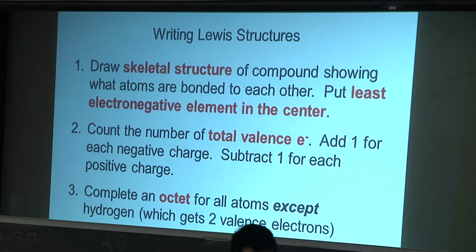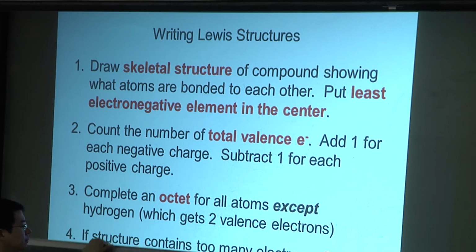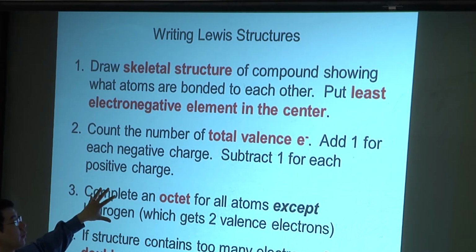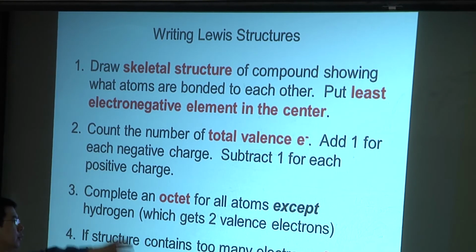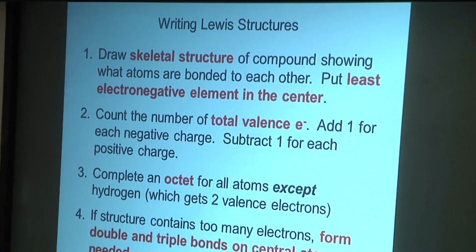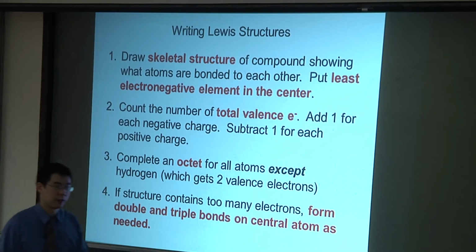And once you're done with that, if the structure that you got in step 3 has too many valence electrons based on what you added up in step 2, then you have to start forming double and triple bonds. And in this class, we're going to put them on the central atom.